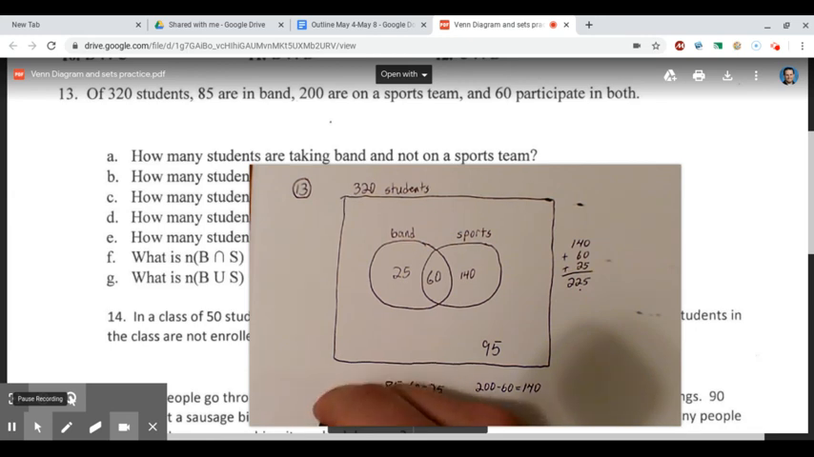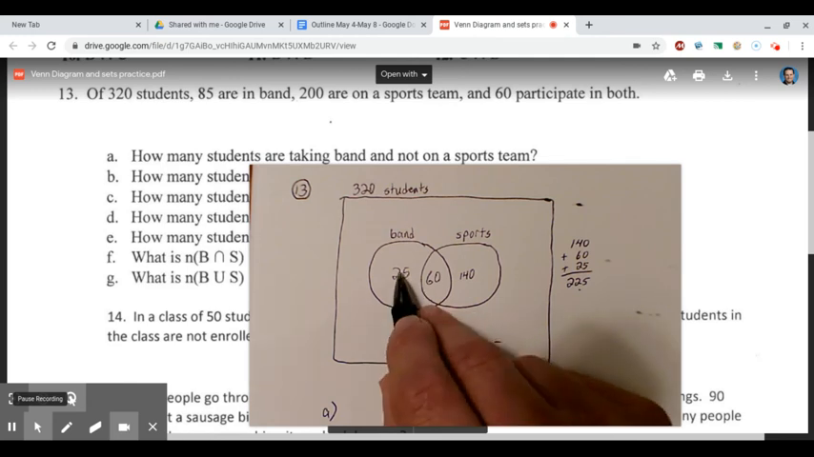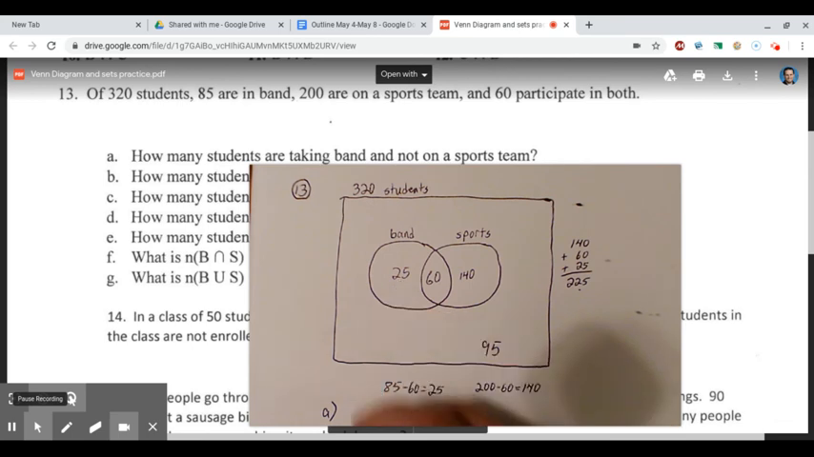For instance, for part A, I'm going to do parts A, F, and G for you. So for part A, how many students are taking band and not on a sports team? Here's my students that are in band and not on a sports team. So that's 25 students.